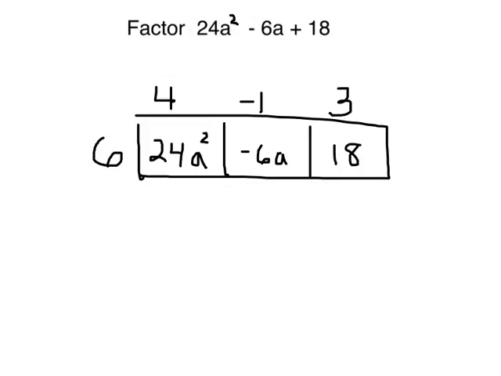And so it would have to be a power 2 here, because 6 times 4a squared gives you 24a squared. This would have to be a here, because 6 times -1a gives you -6a. And then 6 times 3 is 18. No a needed here. So your factors are 6 parentheses 4a squared minus 1a plus 3.